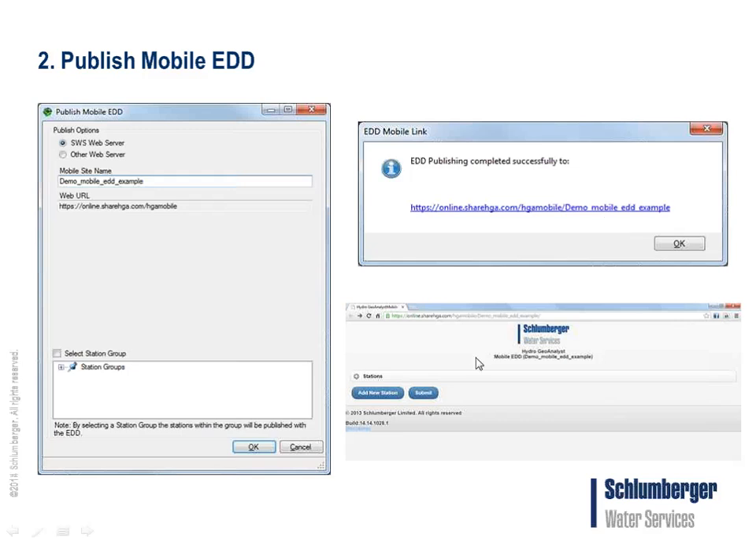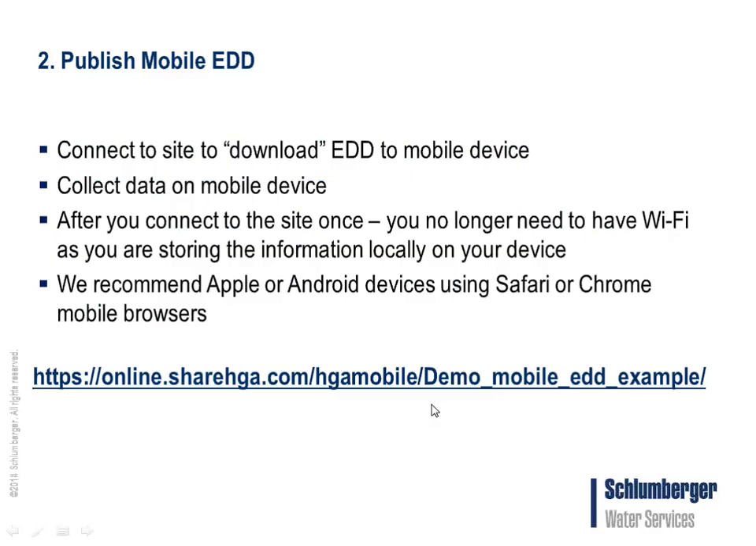So when you first link to it, like I said, it's going to actually download onto your local device. And the first page is the home page. And you're just going to have the list of the stations, which at the beginning you wouldn't have any, and an option to add a new station or the option to submit your data.